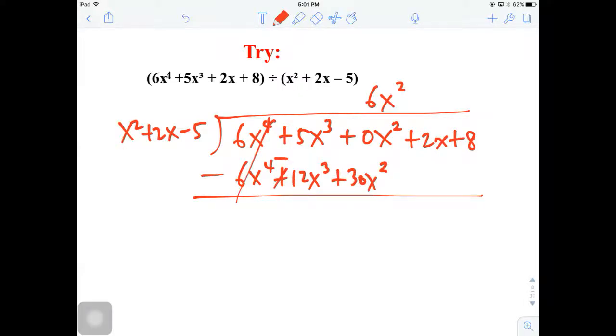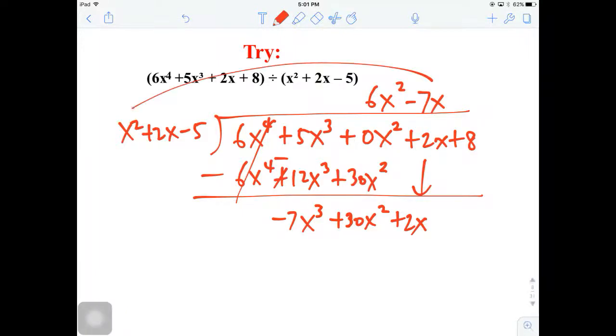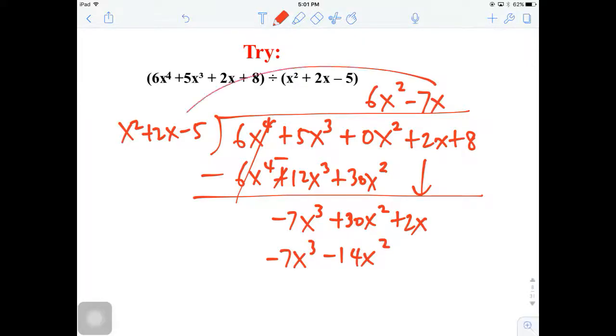So the x to the 4th would cancel out. We have a negative 7x cubed plus 30x squared. So notice that we put that x squared there so that we know we're going to get an x squared term. So that's why we need it there. Next thing, we're going to bring down the 2x, and then we need to find what we need to multiply next. Okay, so we're going to need a negative 7 and an x. So we're going to distribute again by multiplying, so that we're going to get negative 7x to the 3rd minus 14x squared, and then plus 35x.